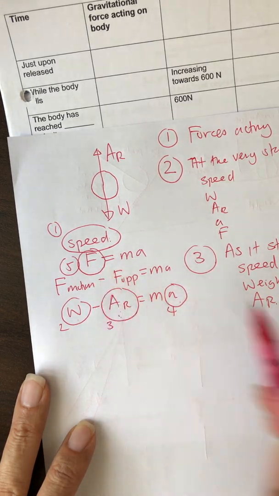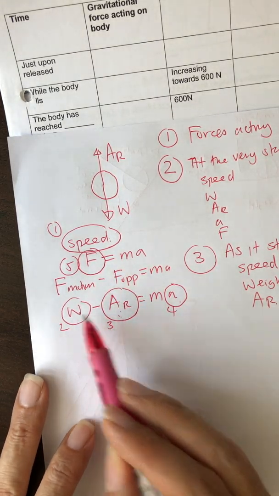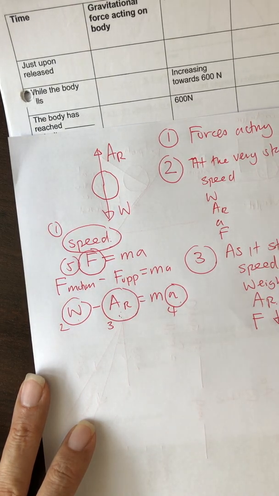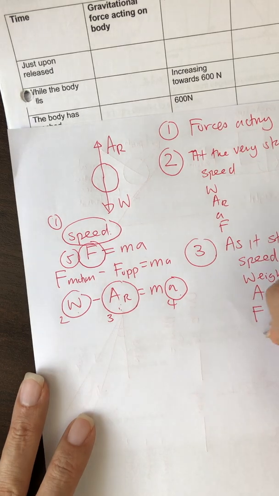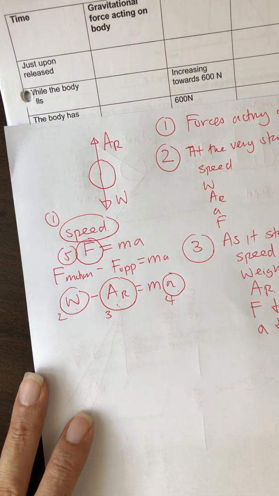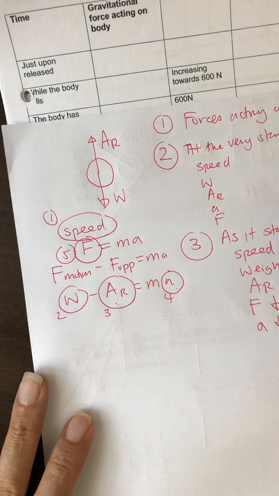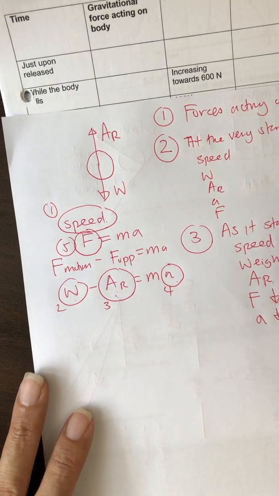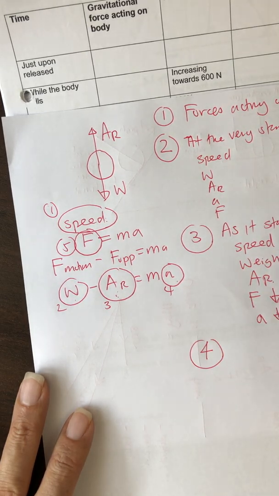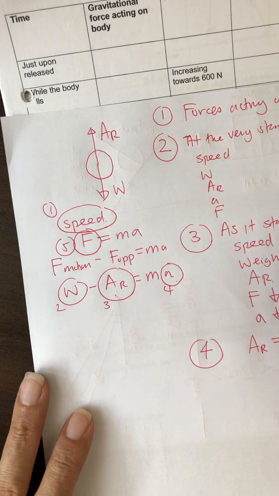As the weight is constant and air resistance is increasing, what would happen to the resultant force? Maybe it's easier to talk about the resultant force first. Your resultant force, F, is decreasing, and as it decreases, acceleration also decreases. So remember this, it keeps on getting faster and faster. Then the fourth thing to talk about is when the air resistance is equal to the weight.